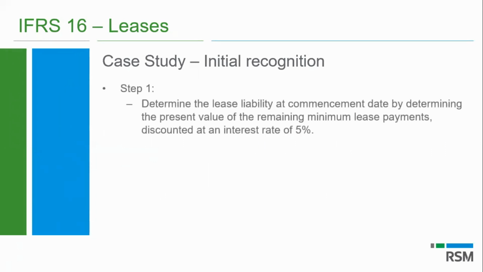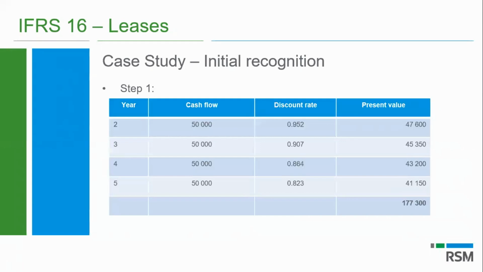We need to determine the lease liability at the commencement date of the lease, at the present value of the minimum lease payments at the discount rate. We're assuming that our discount rate, or our interest rate, is 5%. Remember, I did explain this earlier. If readily determinable, it's the rate implicit in the lease. Otherwise, the lessee's incremental borrowing rate. So there it is, just a simple present value calculation for our lease liability. Our lease payments over years 2, 3, 4, and 5 of 50,000 Rand, discounted, get to a present value, getting to a total lease liability of 177,300.